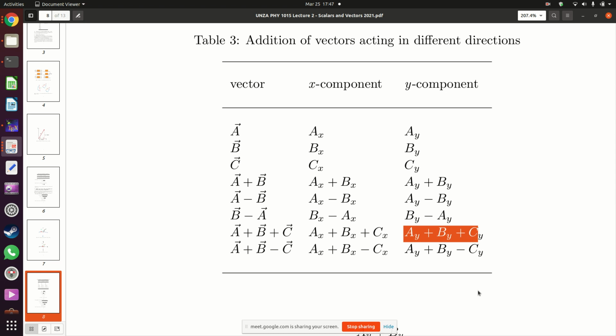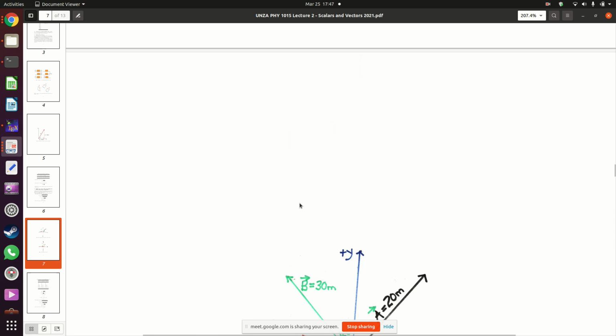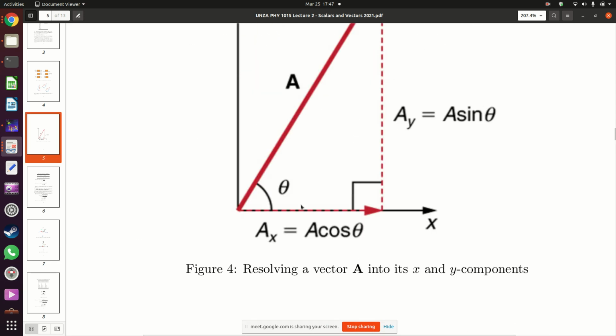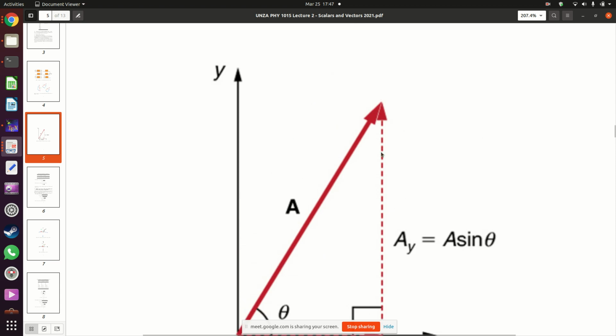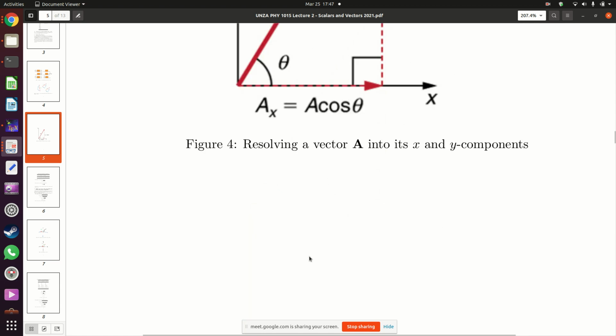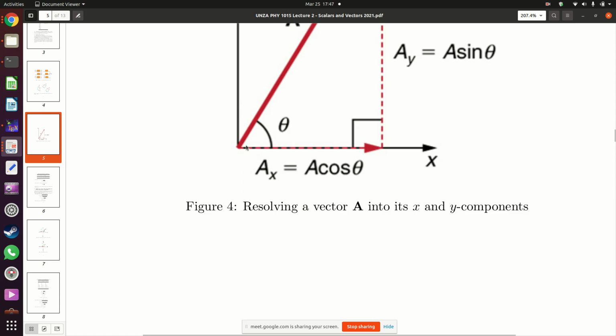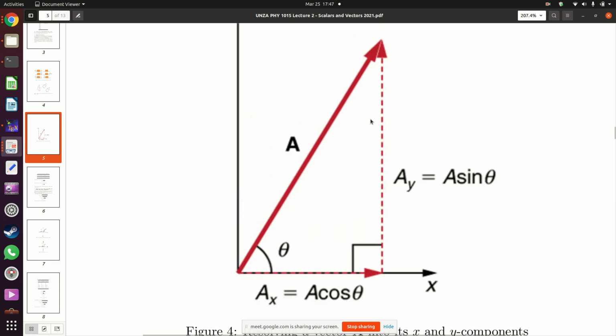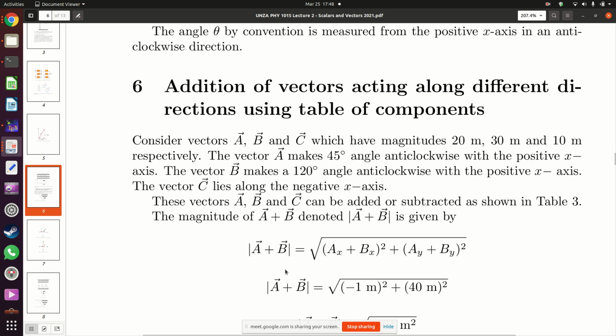So you straight away find out how much a particular vector is along the x-axis and how much a particular vector is along the y-axis. Once you have how much a vector is along each axis, then you can get this vector. You can get any vector. Once you know how much a vector is along the x-axis and how much it is along the y-axis, then you can get the size and the direction of any vector.